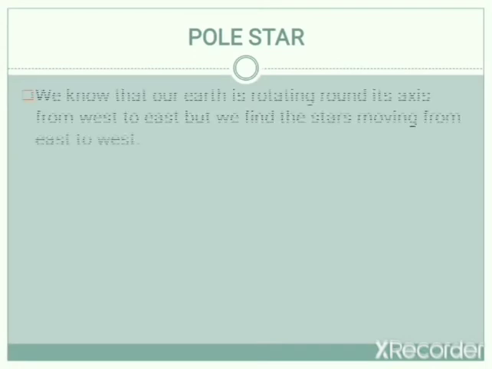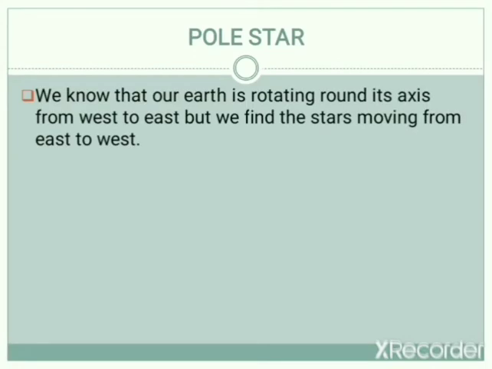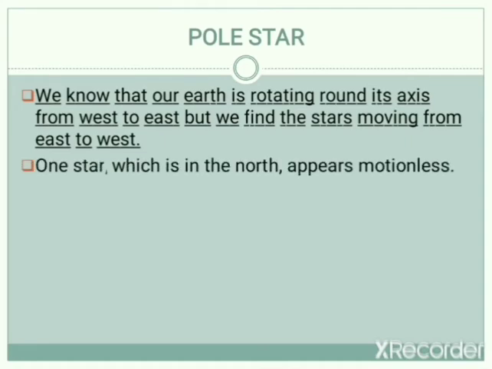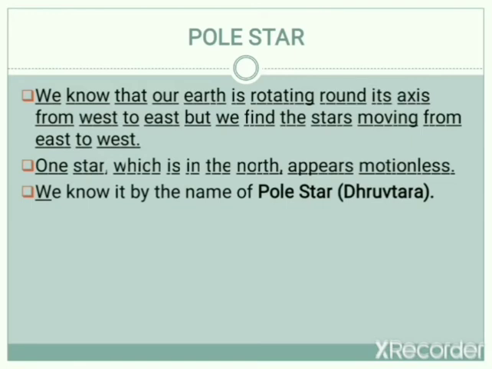Now let's see what a pole star is. We know that our earth is rotating about its axis from west to east, but we find the stars moving from east to west. That is, they are moving in the opposite direction. One star which is in the north, which appears to us motionless, is known as the pole star, or in Hindi we call it Dhruv Tara.